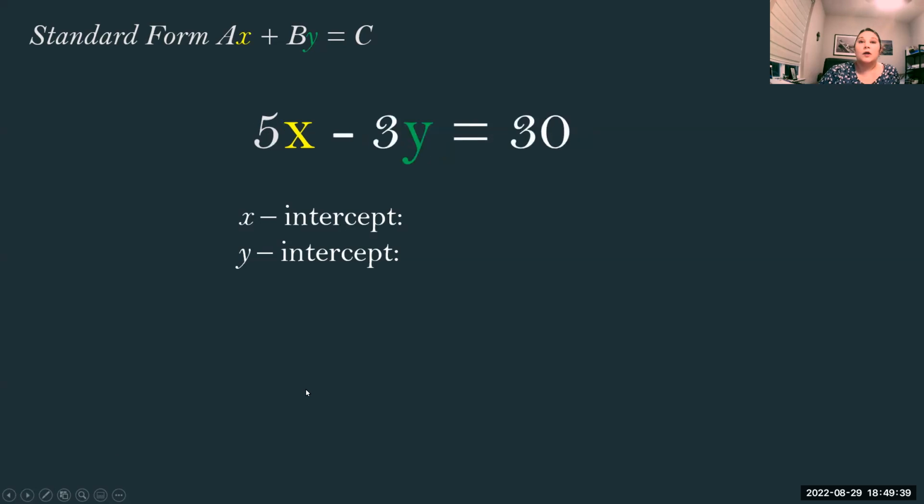Another example. What's the x-intercept? Again, what do I have to put in place of x to solve 5 times x equals 30? Next question, what's the y-intercept? The y-intercept is going to have a negative y because a negative times a negative makes a positive. So think, what number times negative 3 makes positive 30? Oh, I got one more.